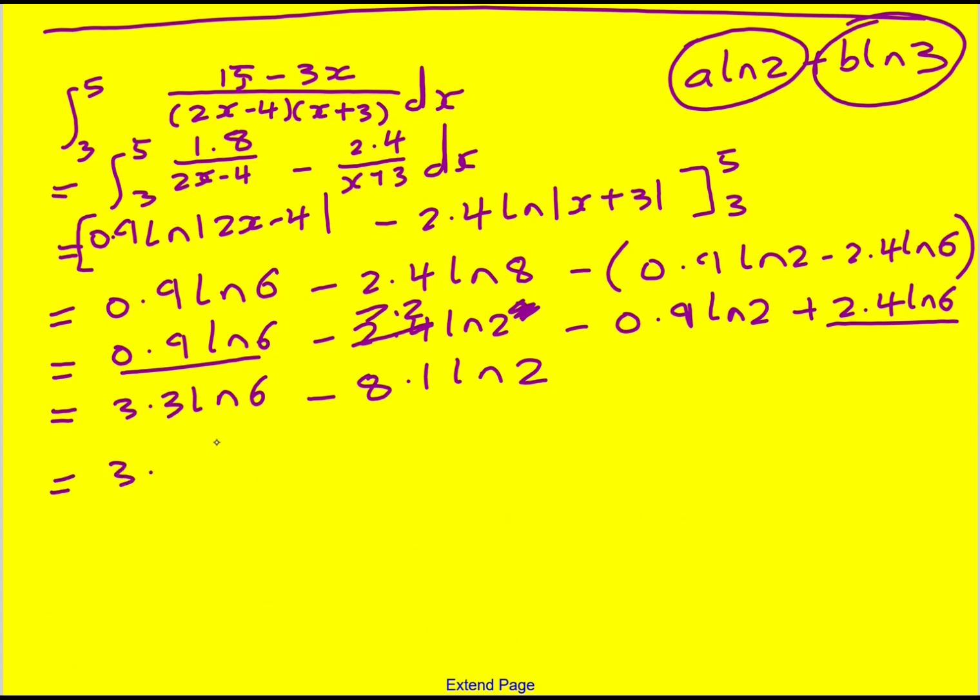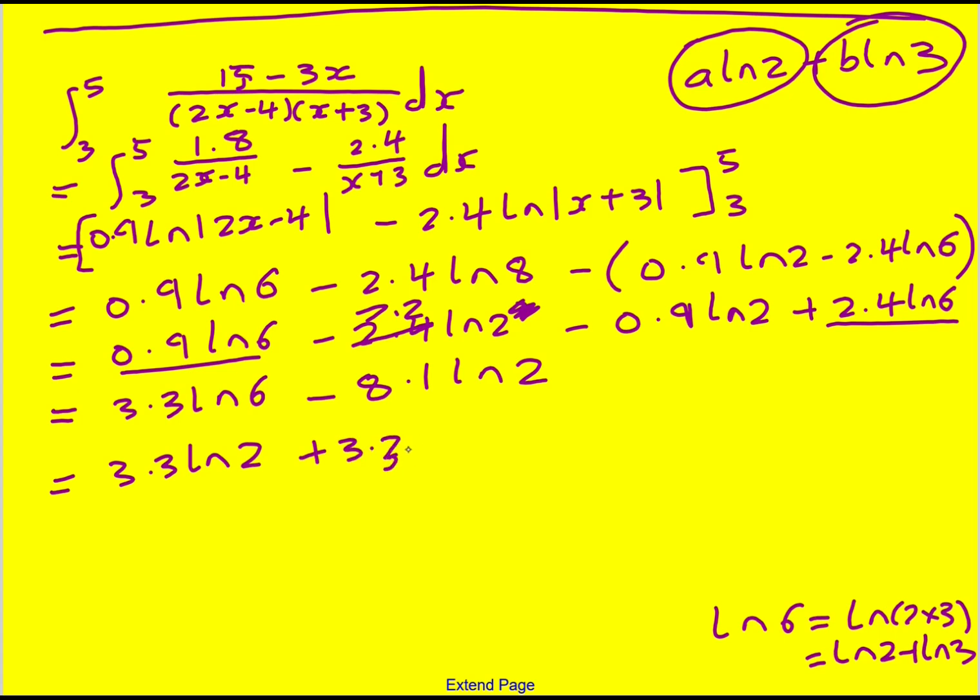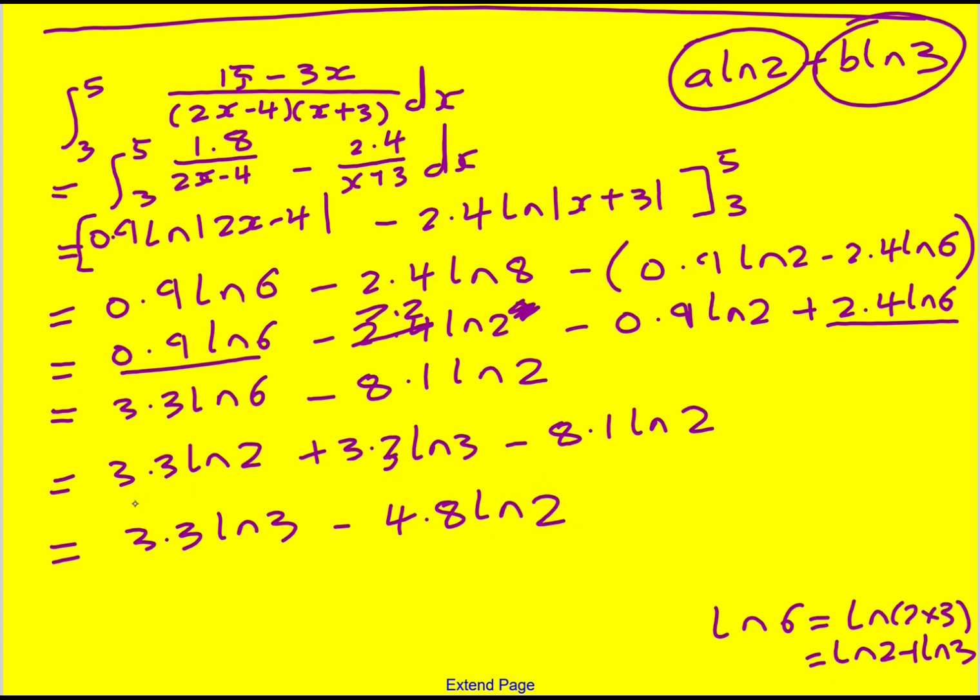My only other step is to separate that ln 6 into its ln 2 times 3, which means it's actually ln 2 plus ln 3. I'm just using my rules of logs in different places here. Hopefully you're happy with that. So 3.3 ln 2 plus 3.3 ln 3 minus 8.1 ln 2. And therefore I've got 3.3 ln 3. Then it's 3.3 minus 8.1. That actually becomes 4 minus 4.8 ln 2. And that is our exact answer.